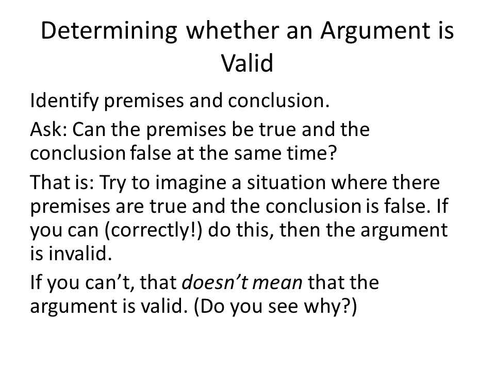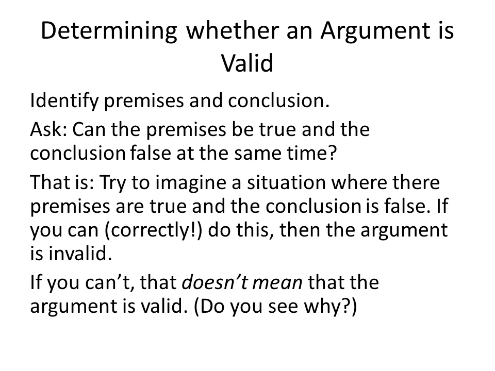Great, so the heuristic we're going to use is laid out on this slide. First we're going to want to identify the premises and conclusion of the argument, and then we'll ask, can the premises be true and the conclusion false at the same time? That is, what we're going to try to do is imagine a situation where the premises are true and the conclusion is false. So if you can correctly do that, then the argument's invalid.